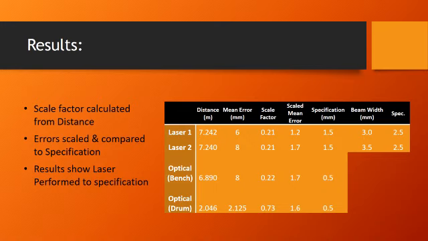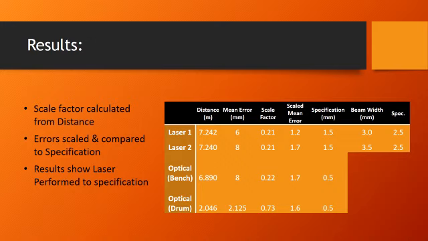The results are shown, and Daniel will just quickly talk you through the results. Results show that laser 1 and laser 2 performed within specification. For laser 1 we had a scaled mean error of 1.2 mm, and for laser 2 1.7 mm. On average, this gives us a scaled mean error of 1.5 mm, which was as specified. The beam width on average was between 3 and 3.5 mm, which is around 1 mm larger than specification. However, we expect the beam to be slightly larger than specification because we were using it over a larger distance.